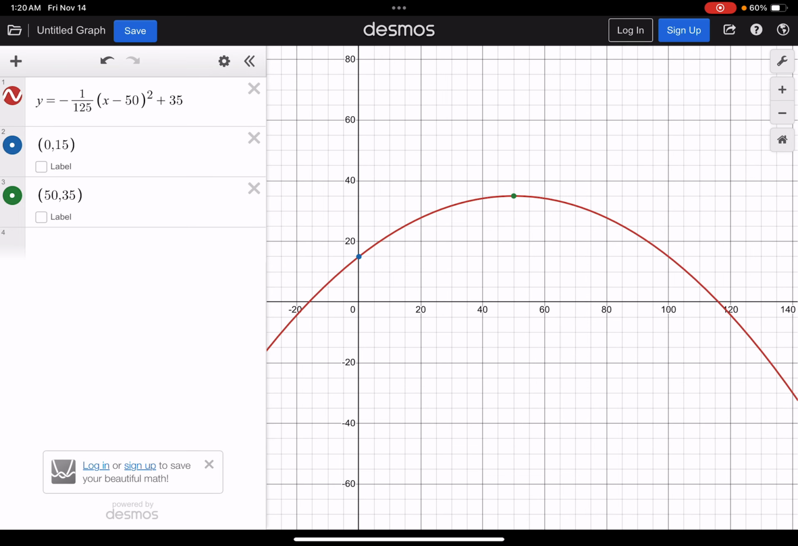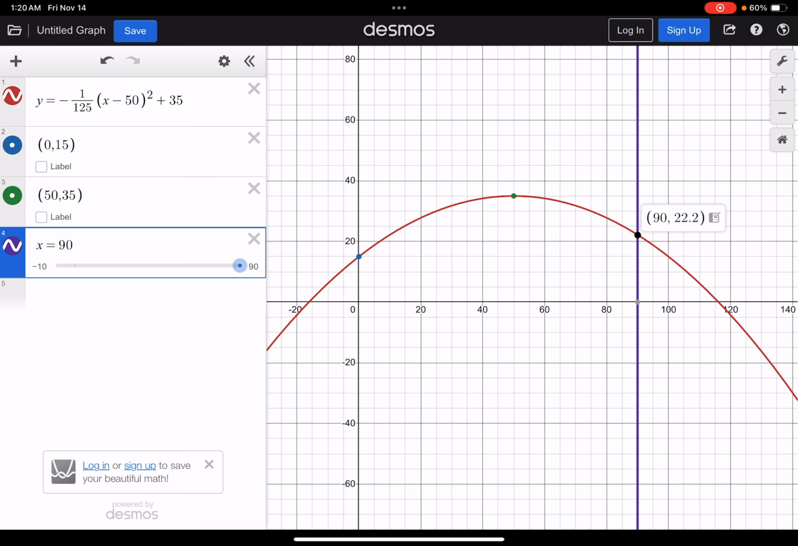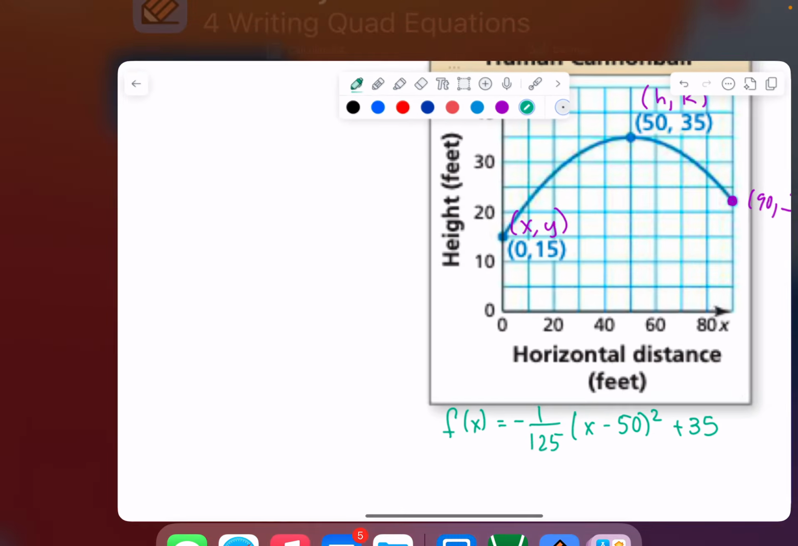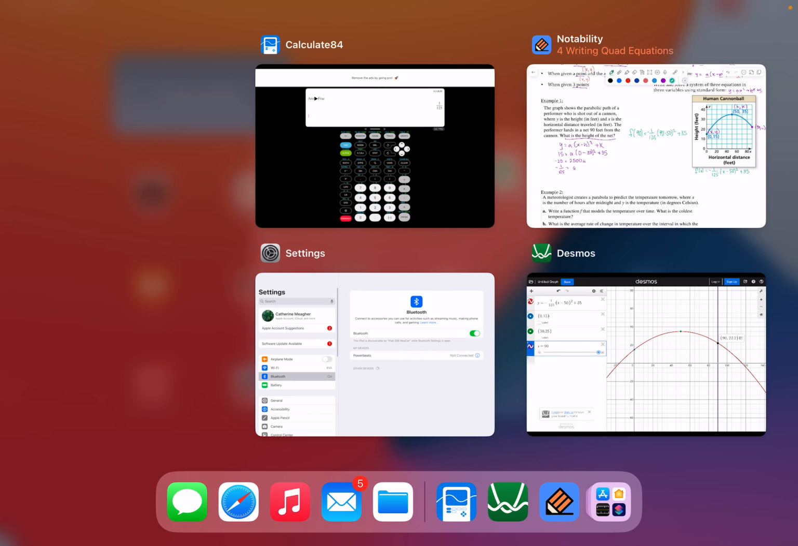Also a point on the problem. Perfect. Now I could at this point also just look at the graph and say, okay, when x is 90, what's the y value? It's 22.2. Or if I don't have access to a calculator, I could just plug 90 into the function rule that I have. So f of 90 would be negative 1 over 125 times (90 minus 50) squared plus 35.